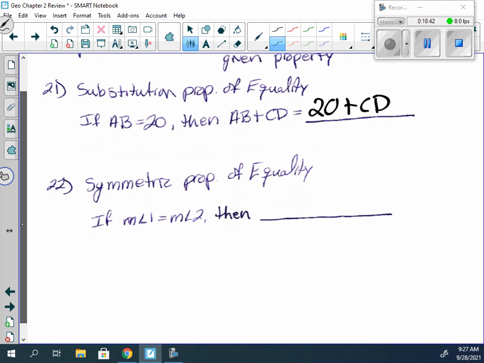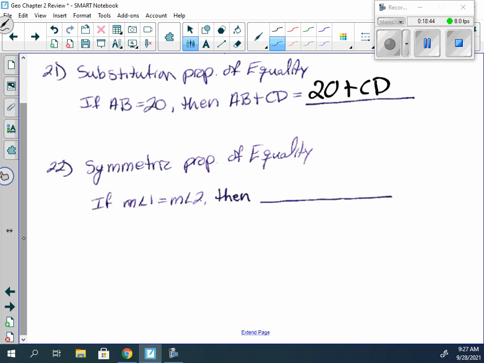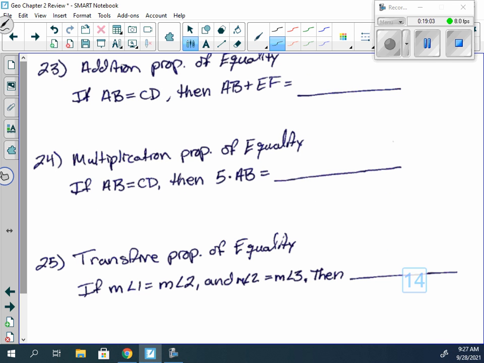Symmetric property of equality. The measure of angle 1 is equal to the measure of angle 2, then the measure of angle 2 is equal to the measure of angle 1. And again, you can have your reference sheet on the test. You can utilize it on the test. Any other questions on 23 through 25? Are we good with 23 through 25?